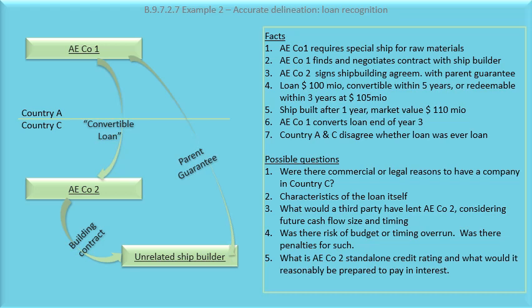I think the UN keeps these examples relatively simple because we're still pretty much at the beginning of the chapter on financial services, which is why it doesn't address issues like, what about the guarantee? Should AECO 2 pay for the parent guarantee and stuff like that? Let's see what is next.